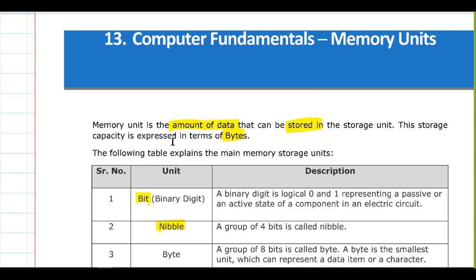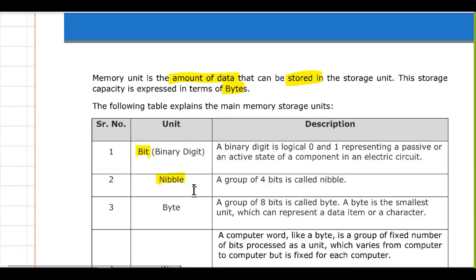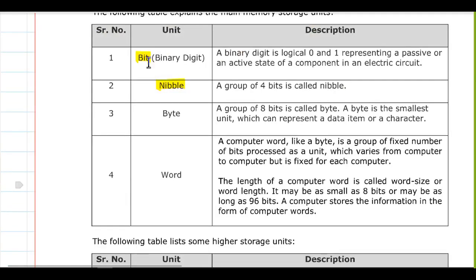Memory units, and I know I gave a brief discussion on this, but we can now talk about them in detail. A memory unit is the amount of data that can be stored in the storage unit. This storage capacity is expressed in terms of bytes. The following table explains the memory storage units. The smallest storage unit is called a bit. I already explained that. It is stored in one cell of your storage device.